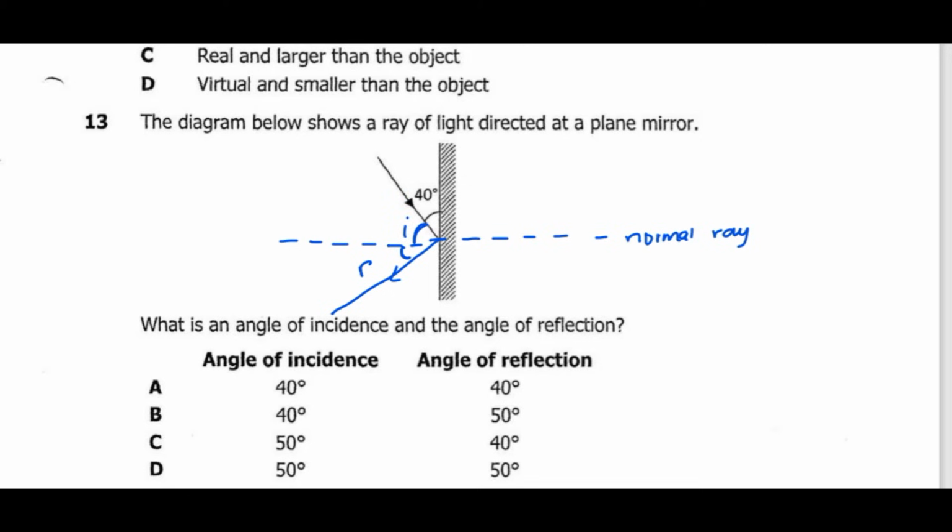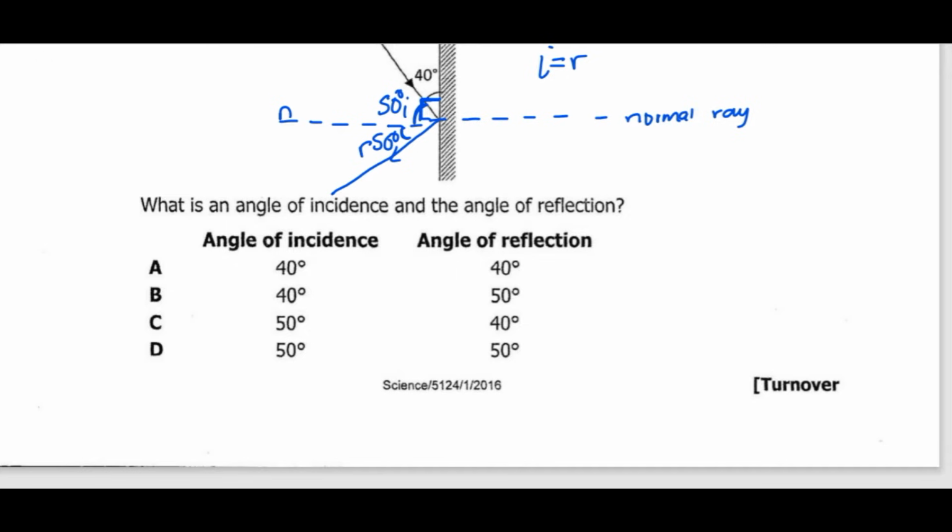Now remember, the normal ray is perpendicular to the reflecting surface, so the total angle that is formed between the surface and the normal ray is 90. Now to find the angle here, we'll say 90 minus 40, we get 50 degrees. Now remember, whenever you are dealing with reflection, the angle of incidence is equal to the angle of reflection. Since there is 50 here, this also means there is 50 here. So we need to have the same values. So the answer is just D.